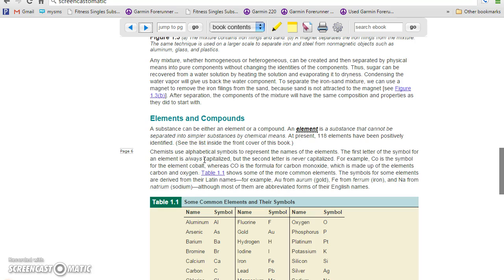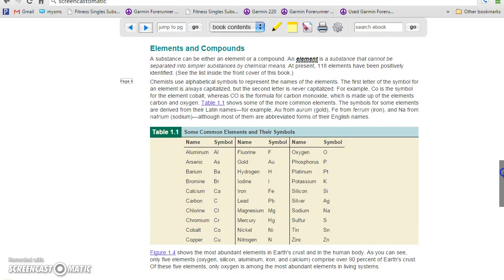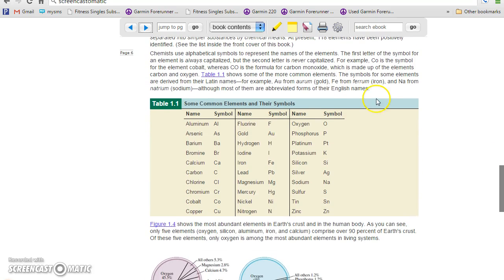Chemists use alphabetical symbols to represent the names of the elements. They used to use far more obscure notation, but now they're using these 1 or 2 letter symbols. The first letter of the symbol for an element is always capitalized. That annoys scientists when they don't do that. But the second letter is never capitalized. Ca, capital C, little a for calcium, Co for cobalt. Not CO, that would be carbon monoxide. Well said, I like that.